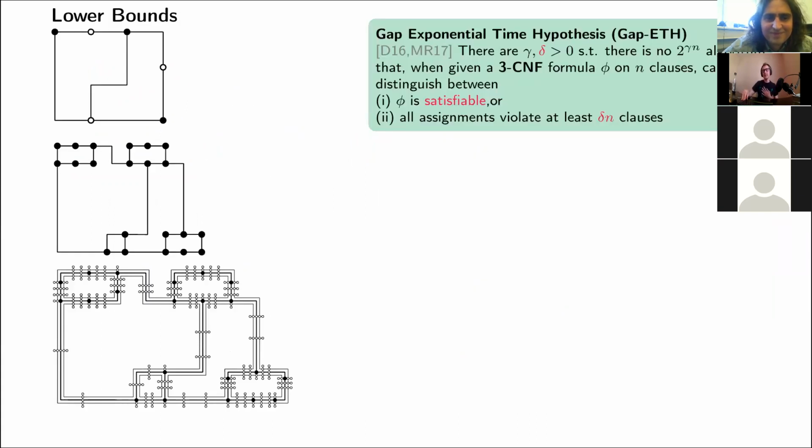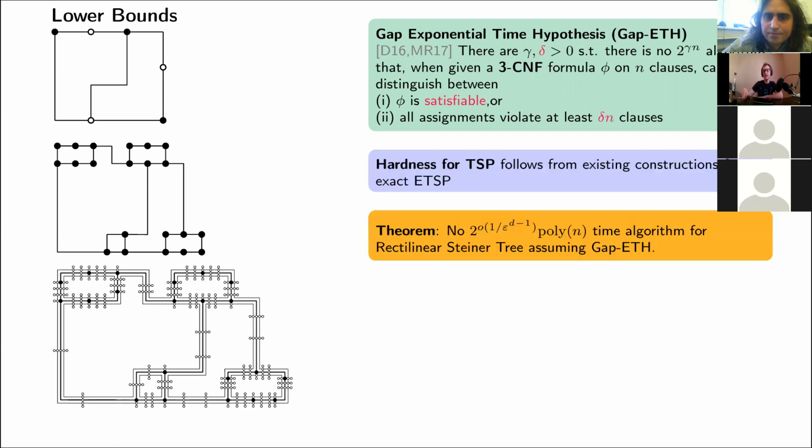So we prove a Gap-ETH lower bound. Gap-ETH is basically the hypothesis that you cannot approximate SAT in sub-exponential time. The hardness for TSP follows basically from existing constructions, and it's just going through and looking at the box what is happening here. But for the rectilinear Steiner tree, we do some new arguments, because even only NP-hardness was known; there was not even an exact lower bound for rectilinear Steiner tree.